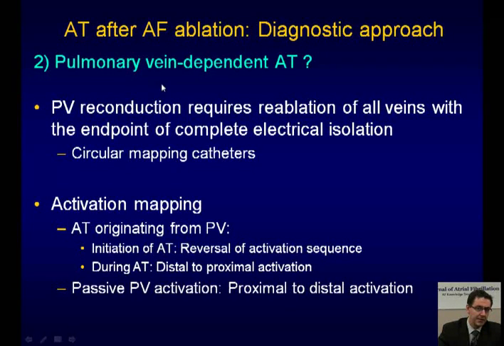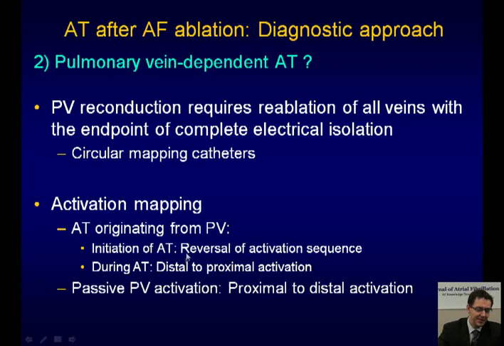After having eliminated a CTI-dependent atrial tachycardia, the second step is to look at the pulmonary veins to see if there's a tachycardia originating from them. In all cases where reconduction from the pulmonary veins to the atrium is found, re-ablation of all veins should be done with the endpoint of complete electrical isolation. And this can be performed easily with a circular mapping catheter.